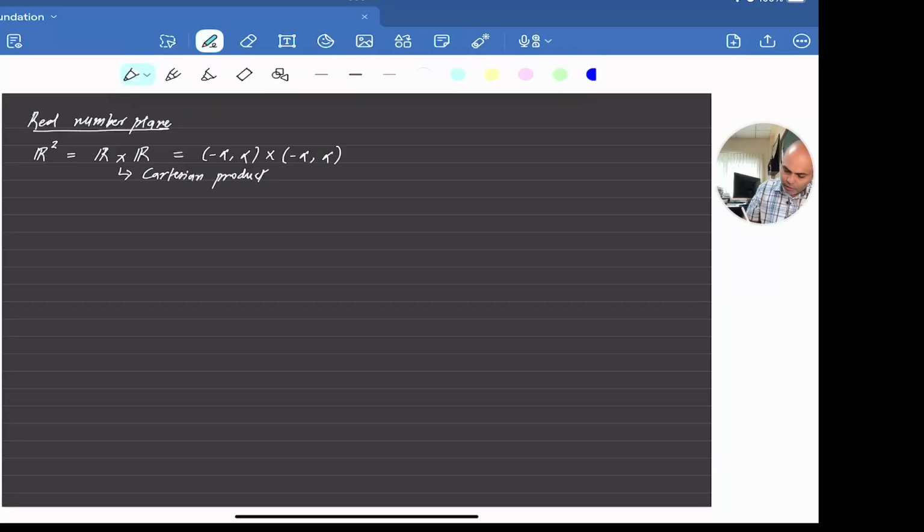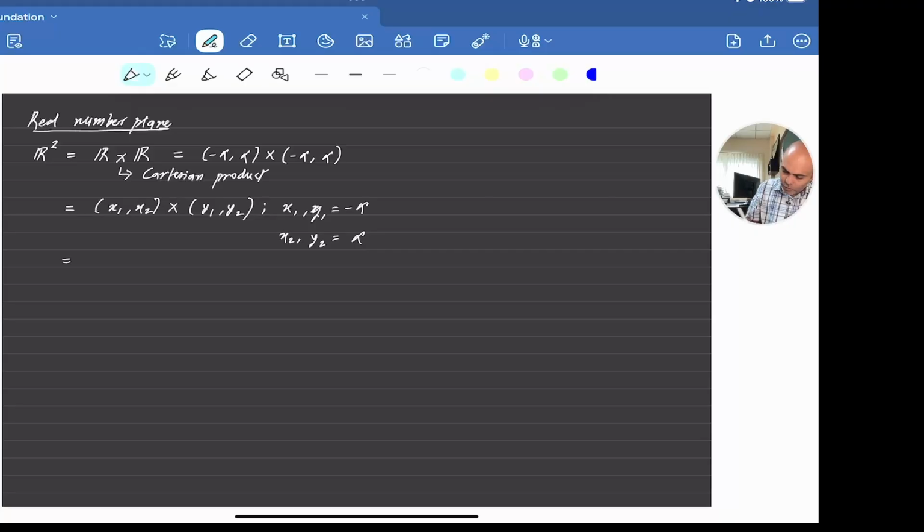The other way of writing this is an open interval (x1, x2) and a product with another open interval (y1, y2), where x1 and y1 are minus infinity and x2 and y2 take the value infinity.